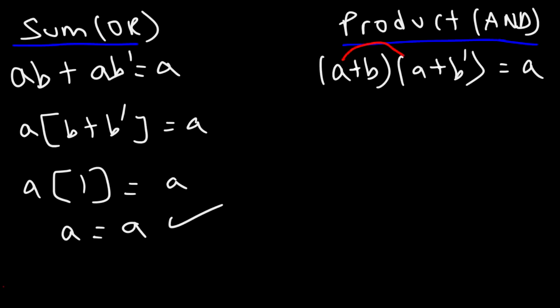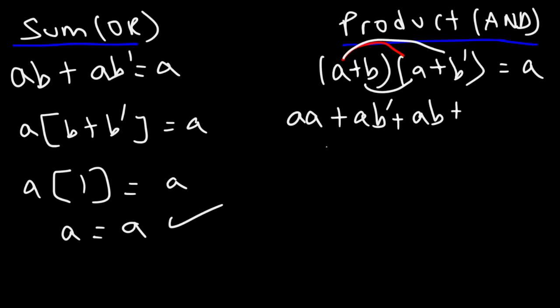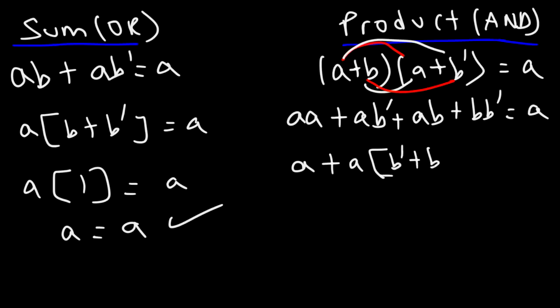So we have A times A, which is AA, and then A times B prime, and then B times A, which we can write as AB, and finally, B times B prime. Now we know that A times A is A, based on the idempotency rule. And here, these two terms, we can factor out an A, giving us B prime plus B. Now what is B times B prime?